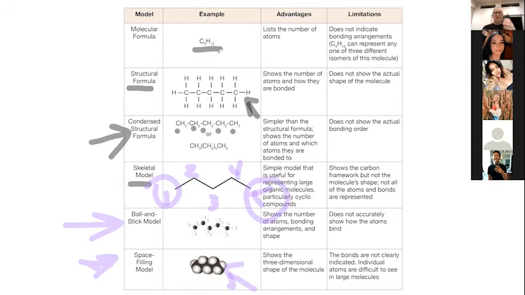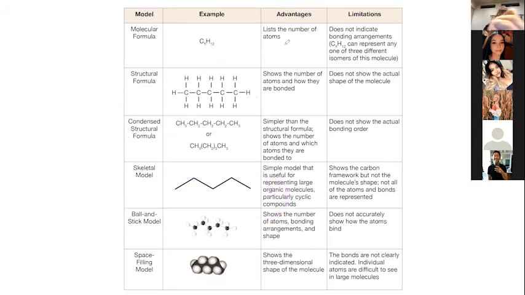And so the carbons are going to be bigger than the hydrogens. The white ones are hydrogen, the black ones are carbon. Oh, let me clear this out.